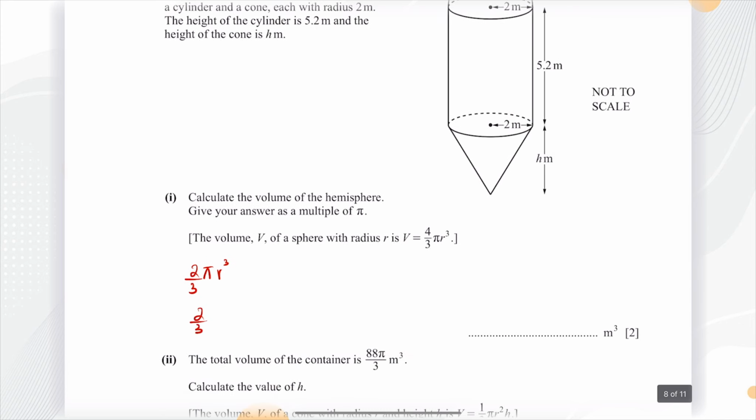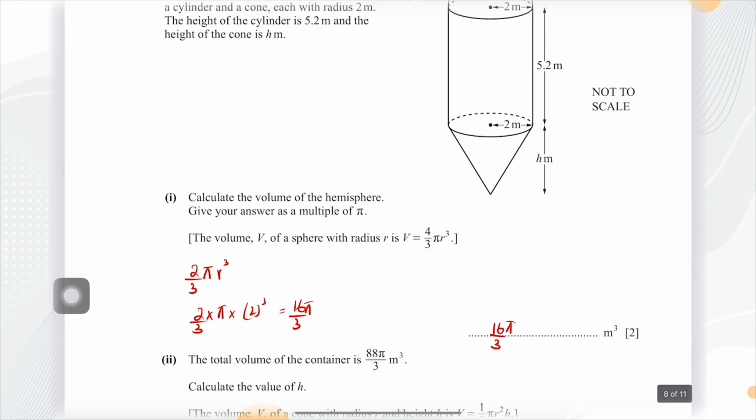So 2 upon 3 into pi into r, which is 2 cubed. 2 cube is 8, 8 times 2 is 16. So 16 upon 3 pi. Since the question said give your answer in terms of pi, please do give your answer in terms of pi.